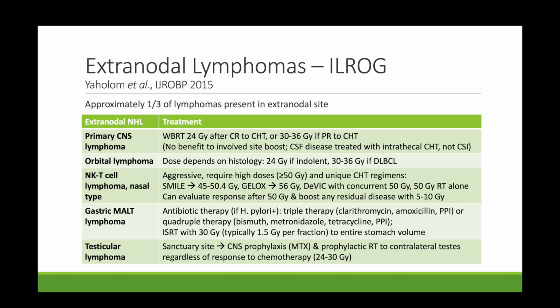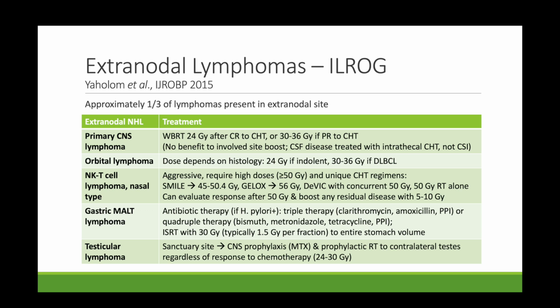But just to be aware of some special considerations, starting with some of the different types of extranodal lymphomas. One of the sites that extranodal lymphoma can occur in is the CNS. You might have a primary CNS lymphoma. The standard radiotherapy treatment for primary CNS lymphoma would consist of whole brain radiation to 24 gray after a complete response to chemotherapy, or 30 to 36 gray if they have a partial response to chemotherapy. There's not a benefit to involved site boost, and the CSF is typically treated with intrathecal chemotherapy with something like methotrexate, not with craniospinal irradiation.